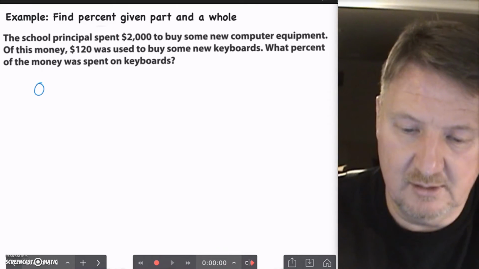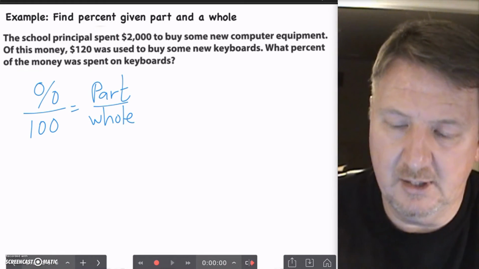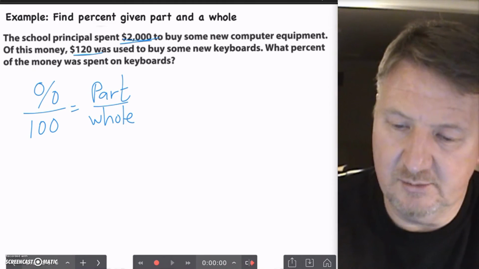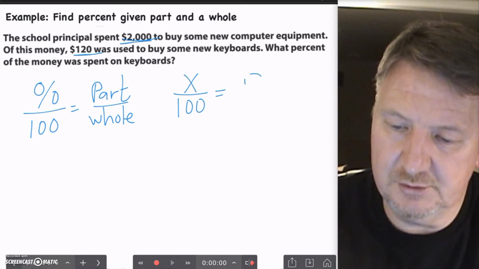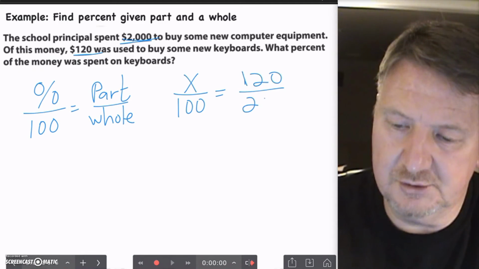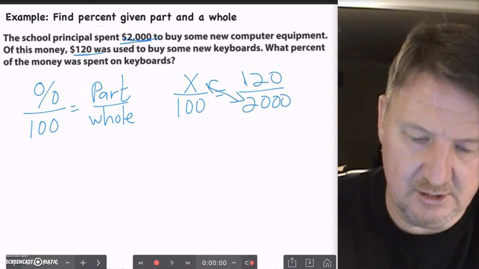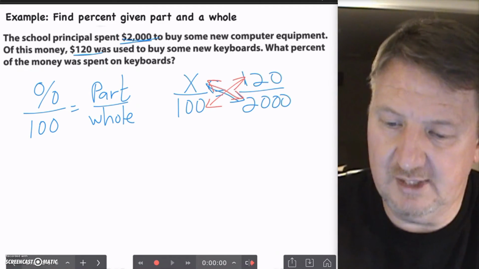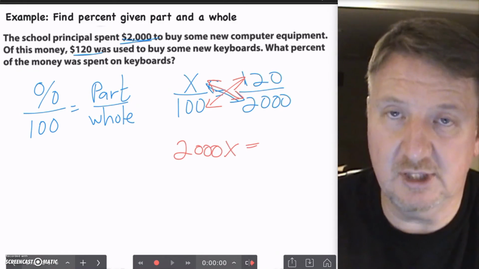Same thing, percent over 100 equals the part over the whole. So if I know 2,000 is the whole, I know 120 is the part, I'm looking for the percent, we're going to call the percent X. Part is 120, whole is 2,000. I cross multiply. Let me change that color just so you can see it. I cross multiply and I cross multiply. So 2,000 times X is 2,000X equals 100 times 120.